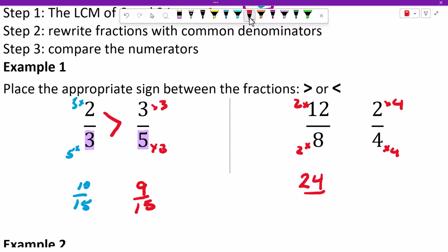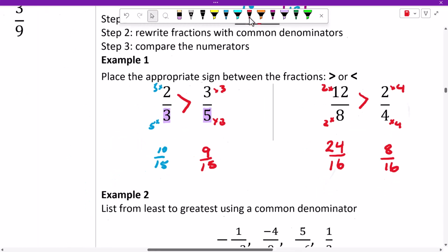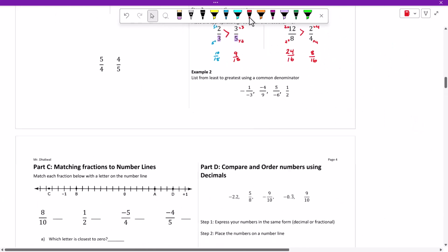12 times 2 is 24. 8 times 2 is 16. On the other side, 2 times 4 is 8, and 4 times 4 is 16. So bottoms are the same. Now all we have to do is compare the tops. So what's bigger, 24 or 8? It's pretty straightforward, that one. So 24 is bigger than 8, so the mouth opens up this way. All right? Okay.